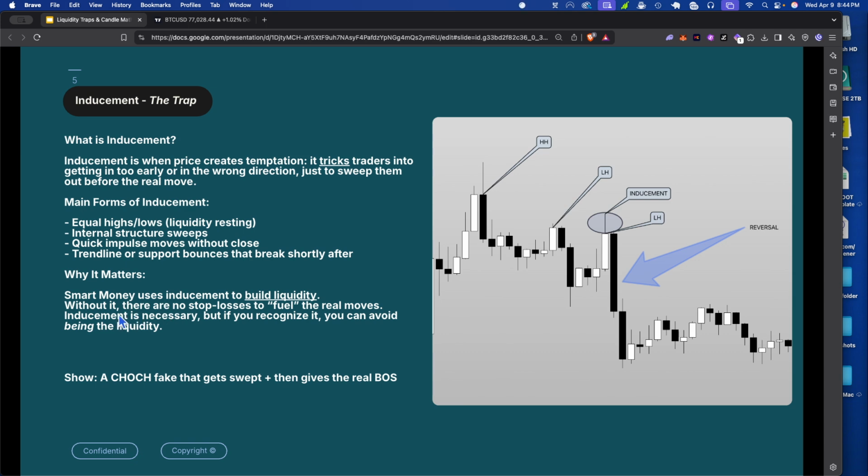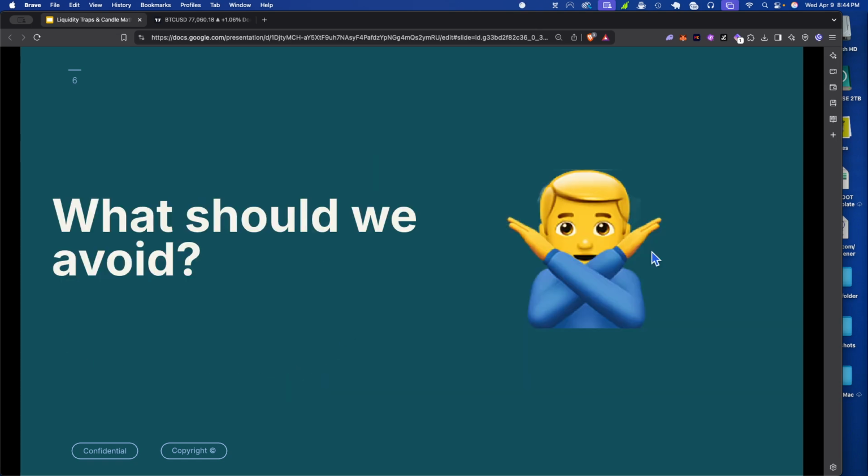So inducement is nothing else but the building of liquidity, which is necessary. But if you can recognize it, you can avoid being the liquidity. This is probably the most important sentence you'll see in tonight's class. If you can understand where the liquidity is, you don't turn into liquidity. Okay, so change of character, and then we'll do it later.